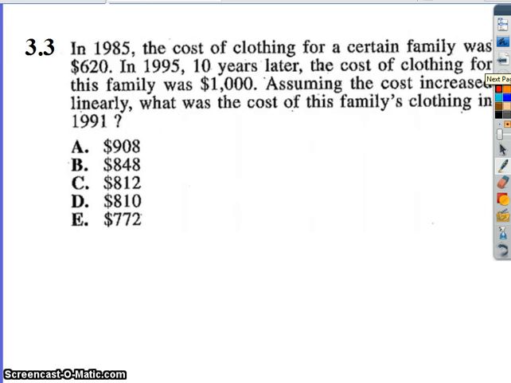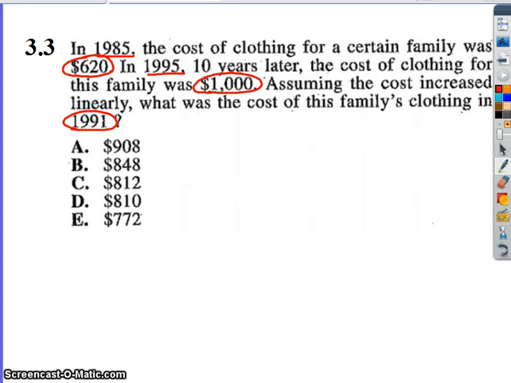Okay, number 3, 1985, the cost of clothing for a family was $620. In 1995, which was 10 years later, the cost of clothing for this family was $1,000. Assuming the cost increased linearly, what was the cost of this family's clothing in 1991? Okay, so basically it's wanting you to plot 2 points, look at it linearly, and then find another point on it. There's a lot of different ways that you could think through this problem.